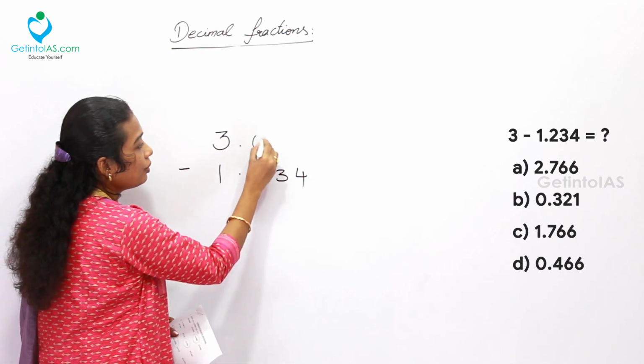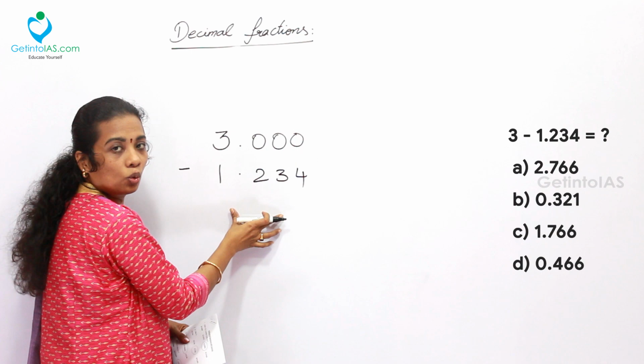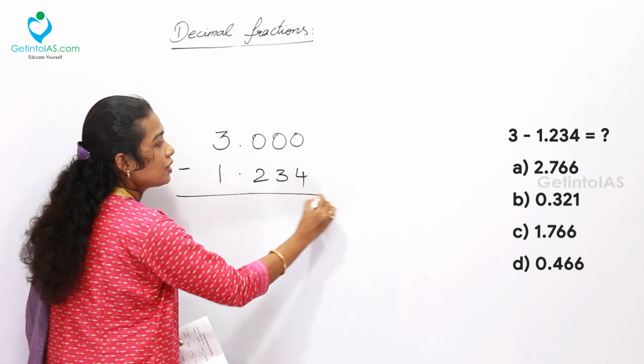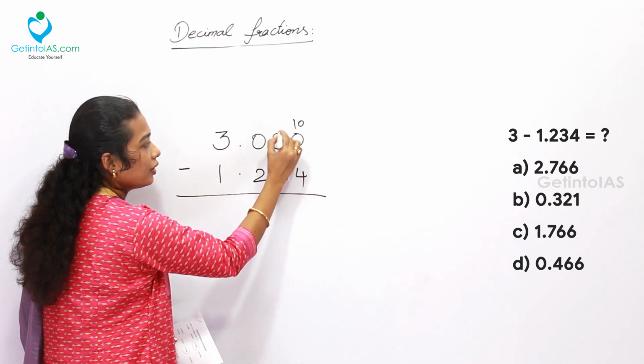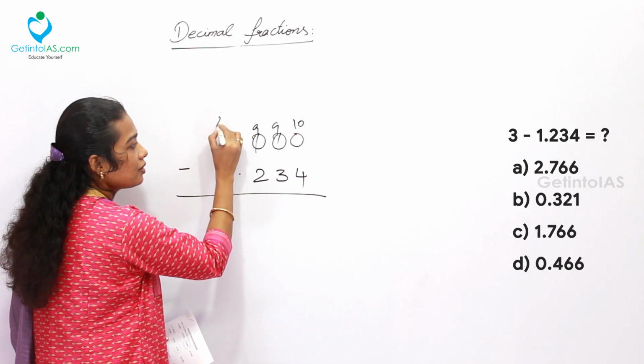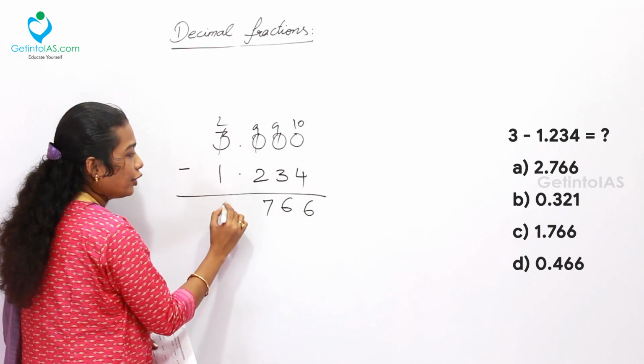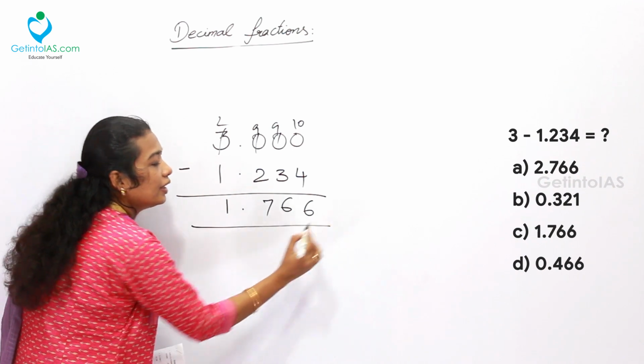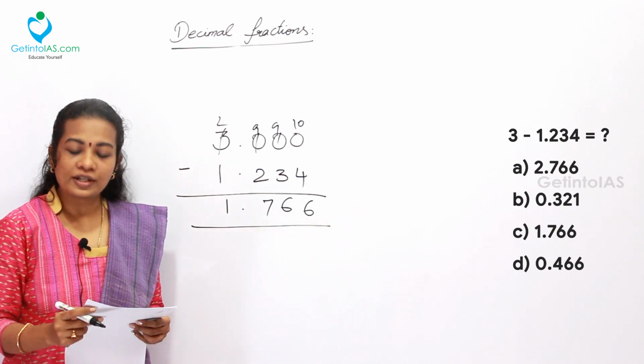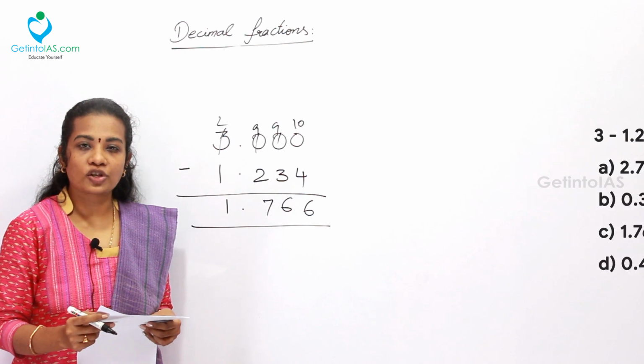So after the whole numbers, you can equalize with the help of succeeding zeros. Now you can subtract: 10 minus 4 is 6, 9 minus 3 is 6, 9 minus 2 is 7, and 2 minus 1 is 1. Finally, the answer for this question is 1.766, which is given in option C.